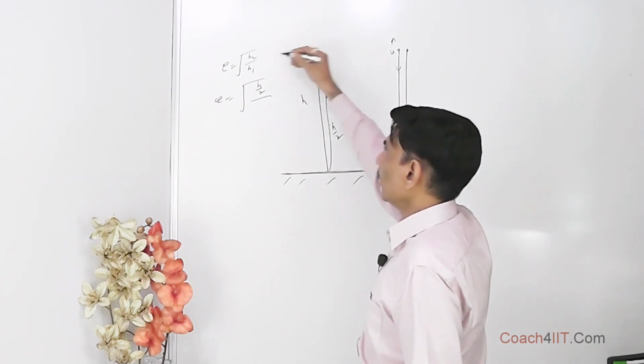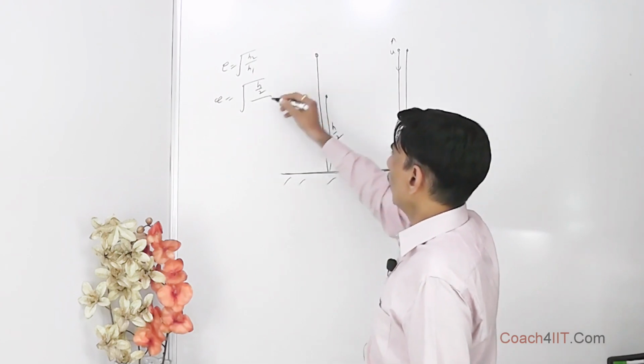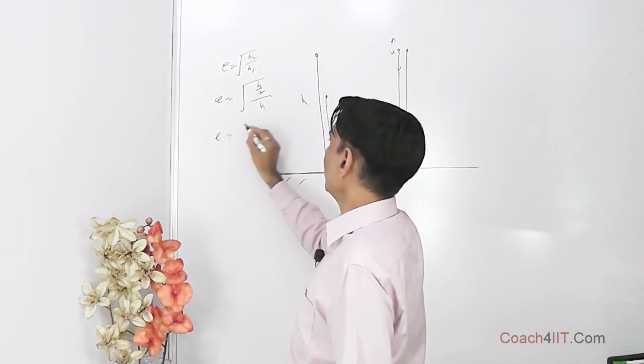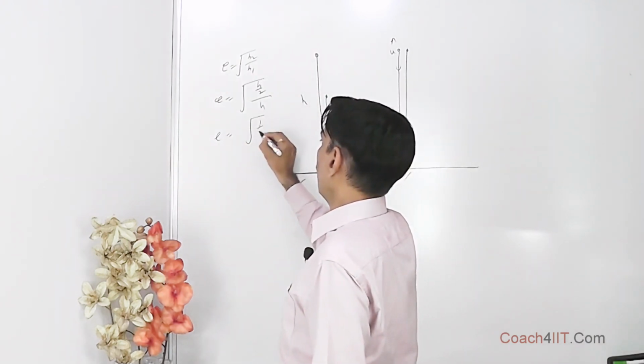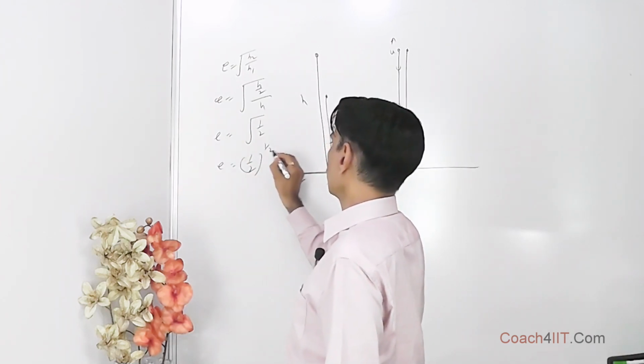It has been dropped, so we can use this formula. So e is equal to under root h2, h2 is h by 2, upon h1, which is h. So e is equal to 1 by 2 raised to 1 by 2. We can say it like this.